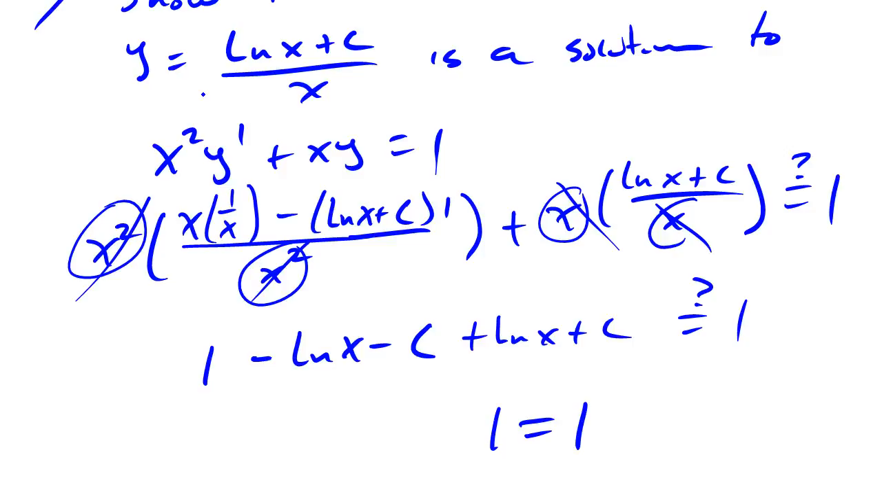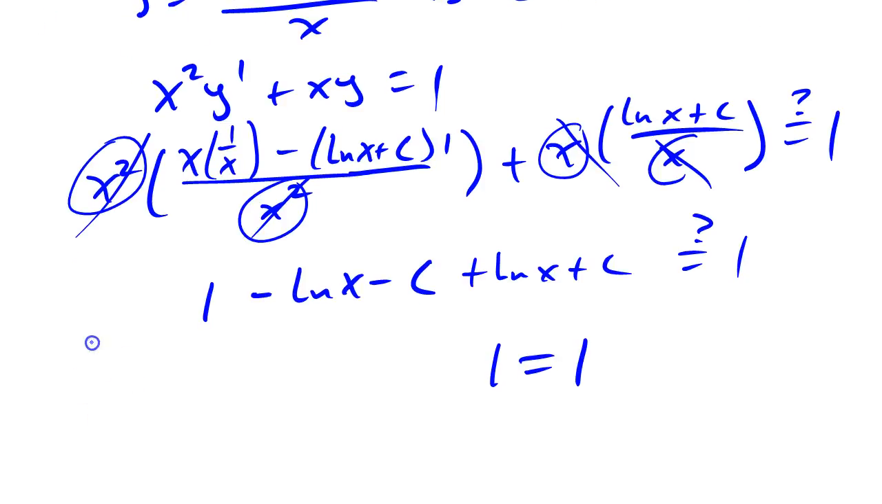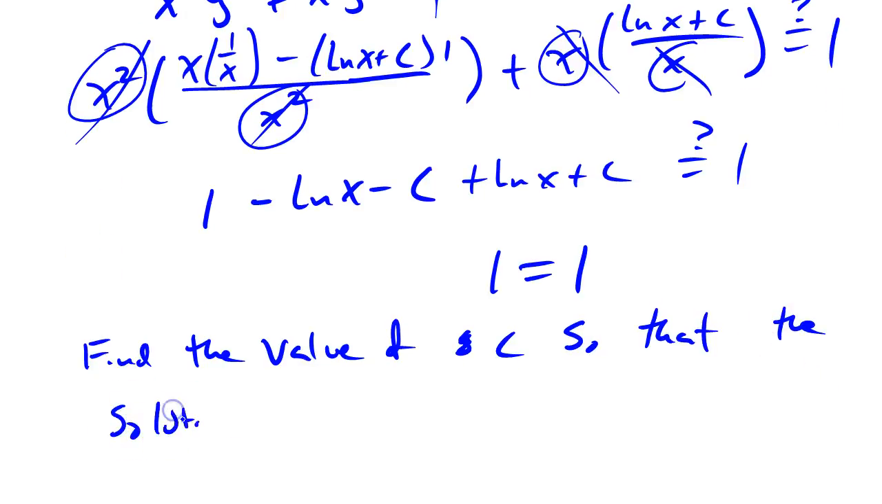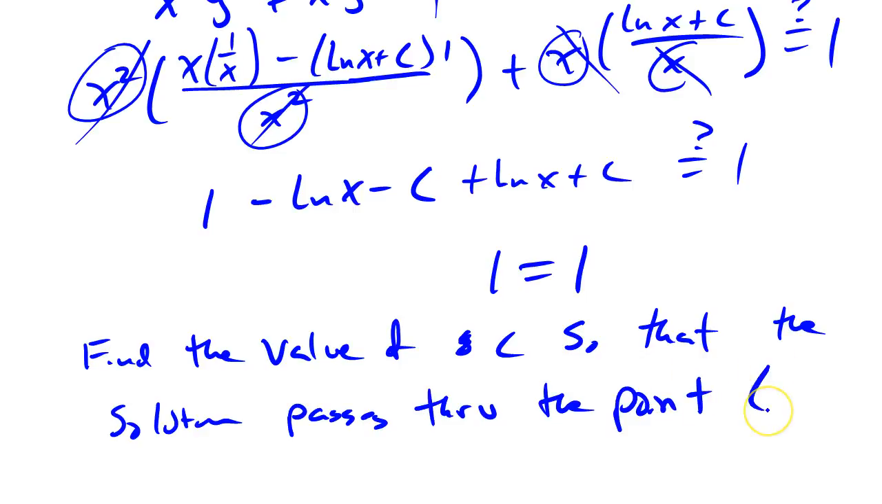Now, it's quite often the case that you have multiple solutions. In fact, usually you have infinitely many solutions to any particular differential equation. And to pick one particular solution, you usually need some sort of initial condition. I could say on this one, find the value of c so that the solution passes through the point, say, (1, 7).